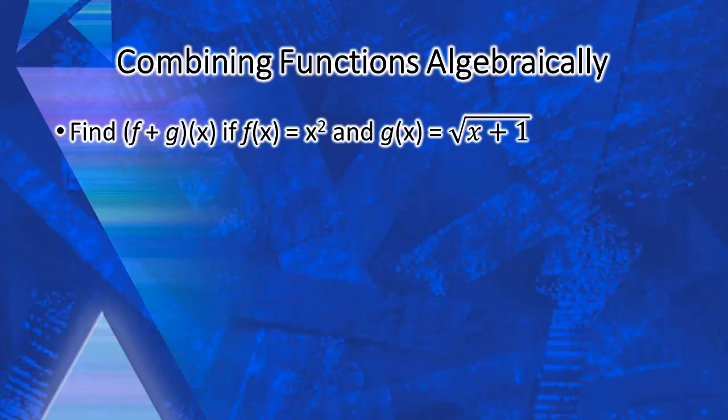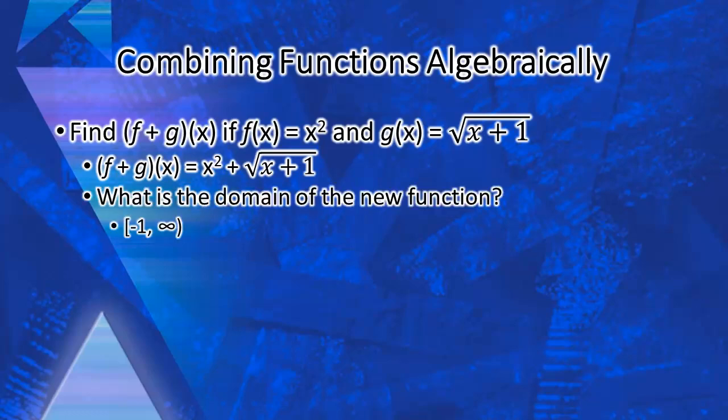Let's try the addition, f plus g of x. F plus g of x is going to give you x squared plus the square root of x plus 1. What's the domain? The domain is the same as we've had the other 2 times, and that's going to be from -1, including that, all the way out to positive infinity.